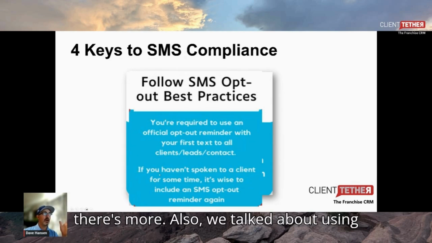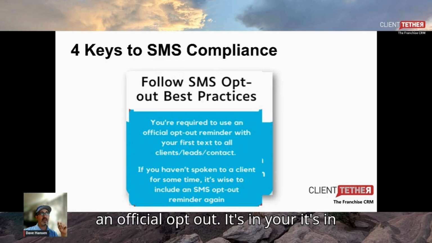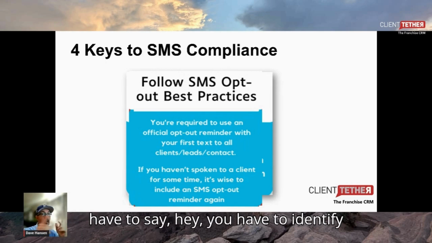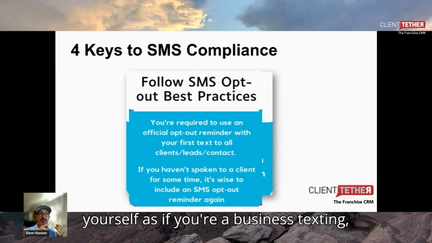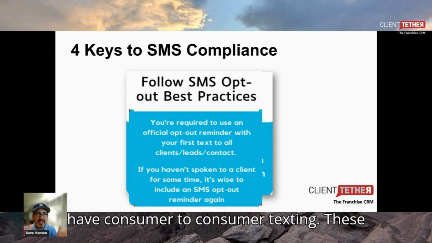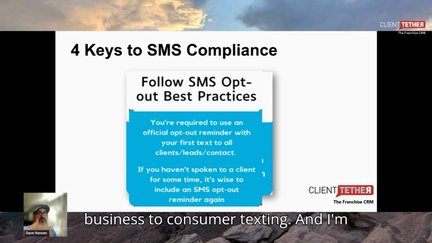And there's more. Also, we talked about using an official opt-out. It's in your first message that you send out. You have to say hi, you have to identify yourself, as if you're business texting, right? That's what this is all about. Consumer to consumer texting, these rules don't apply. It's all about business to consumer texting.